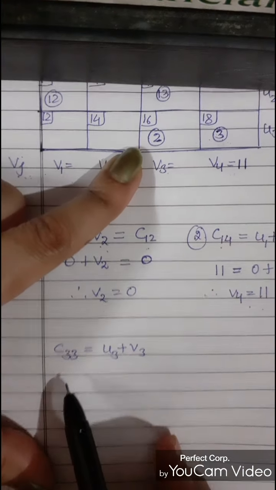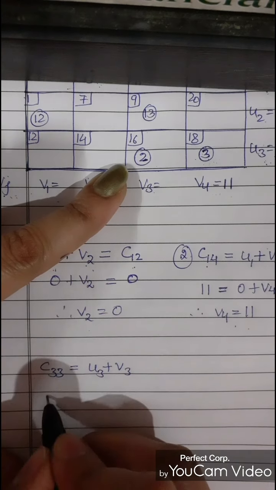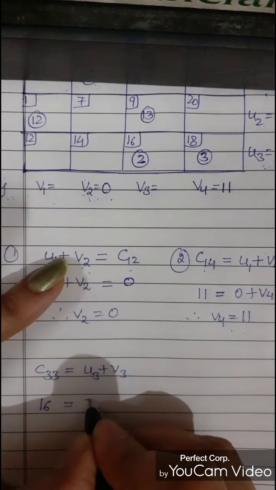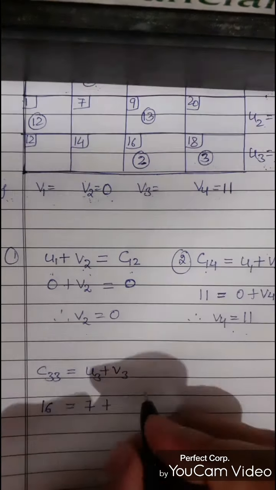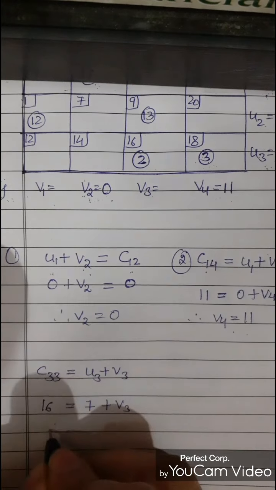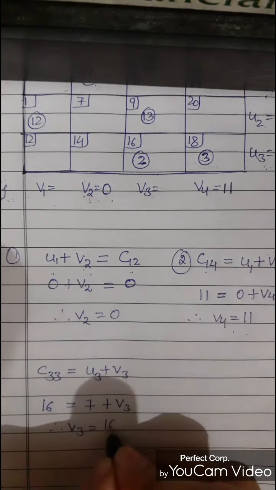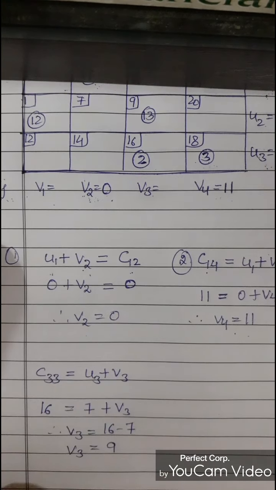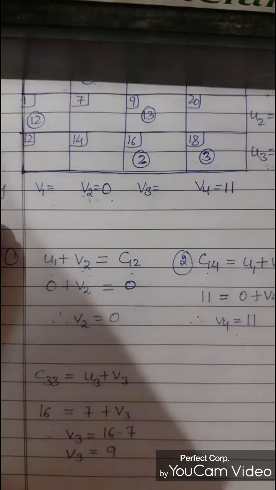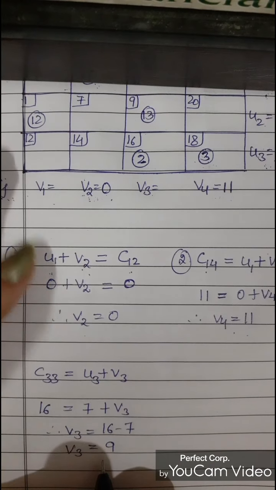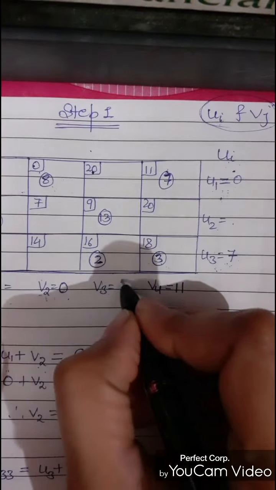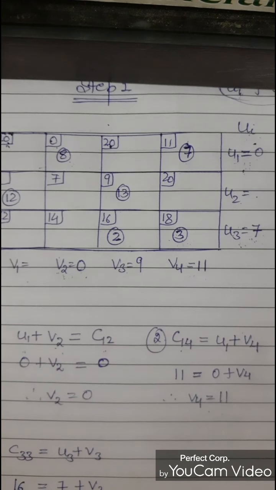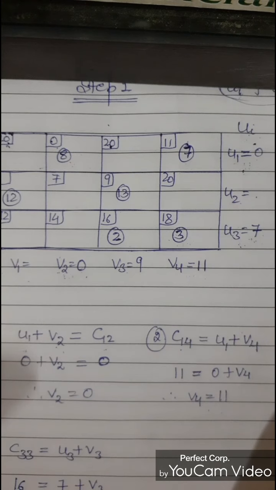And what is the value of C33? C33 is 16, which is equal to U3, I have already calculated, 7 plus V3, which I have to calculate. Therefore V3 is equal to 16 minus 7, or 9. So I obtain V3 equals 9. Now put the value of V3 in the table. This procedure may take time, but once you understand it, it becomes easier to calculate.